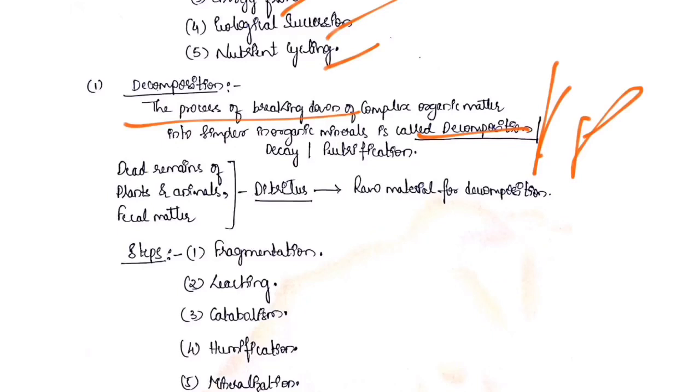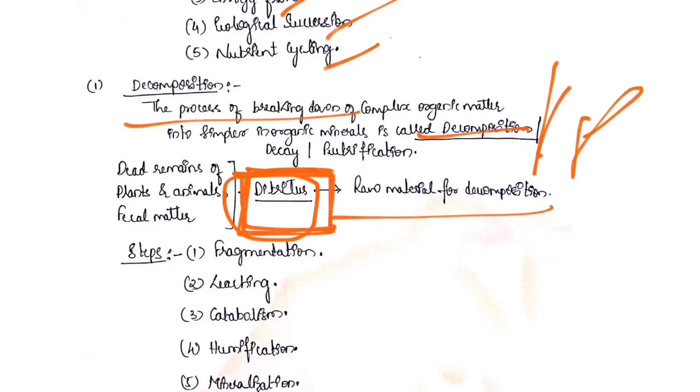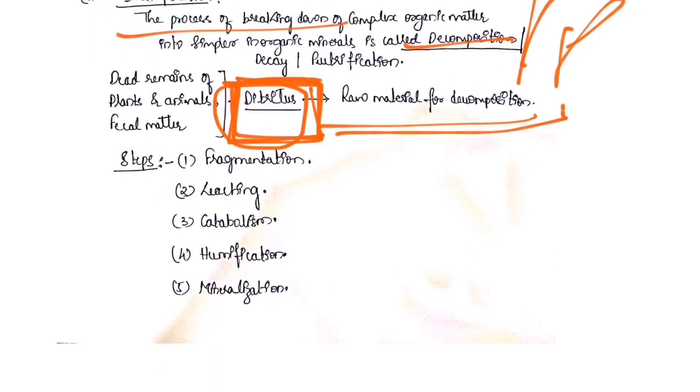The dead remains of plants, animals, and fecal matter are called detritus. This waste material becomes the raw material for decomposition. Now, how does decomposition take place?